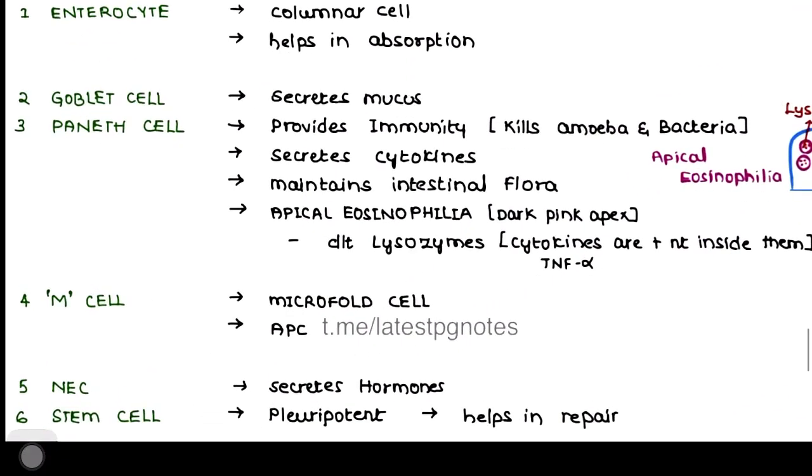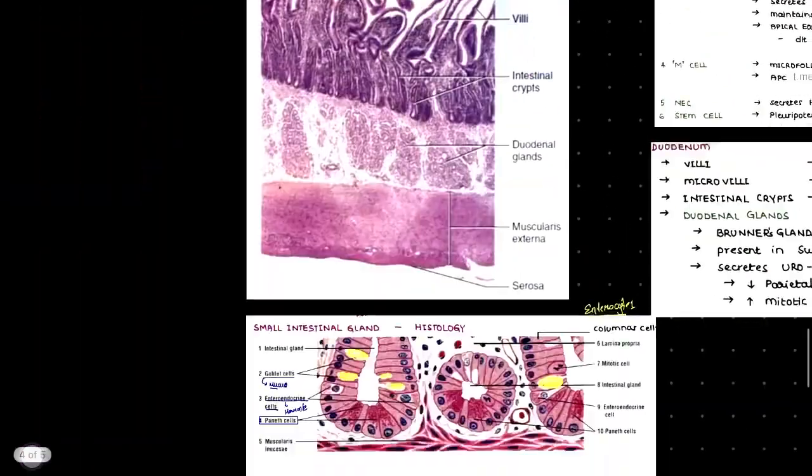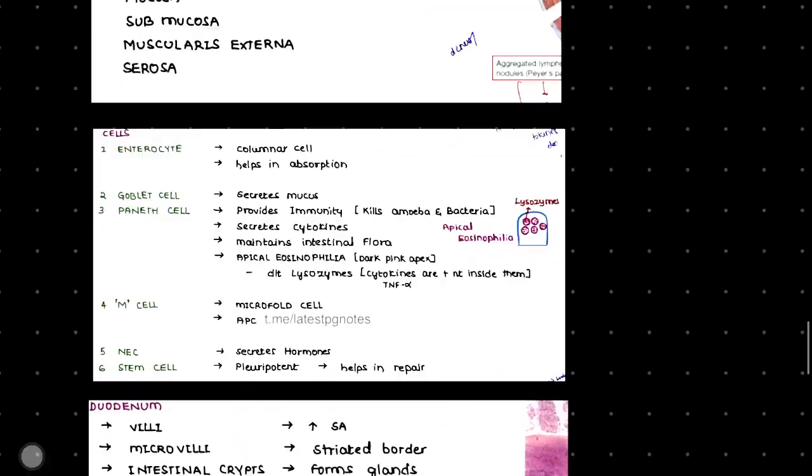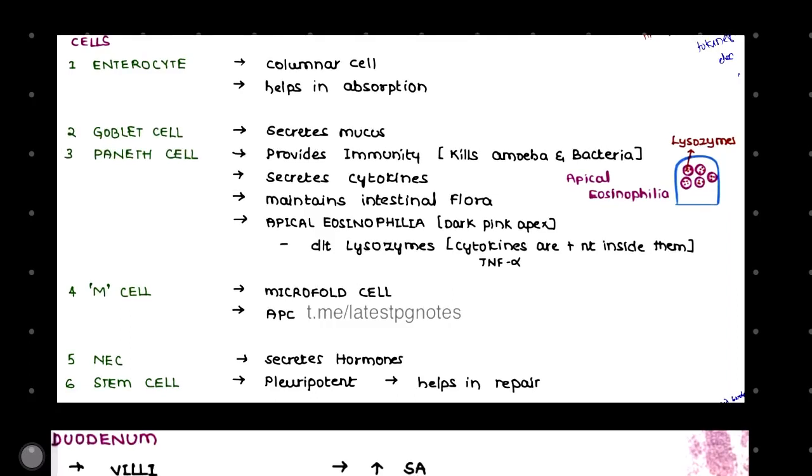Moving toward another cell, the M cell, that we did not mention right here. Now what are these M cells? These are microvilli cells. Why is this important? It's important because it contains antigen. These are antigen presenting cells. They are presenting our antigen to our cells.